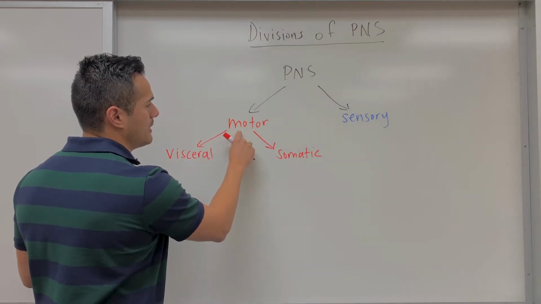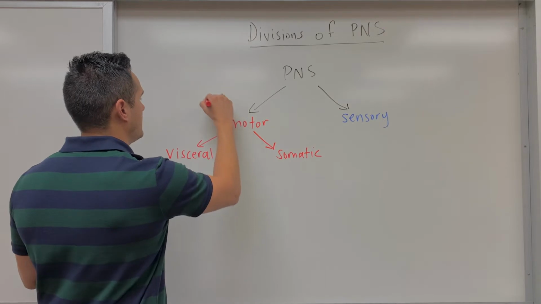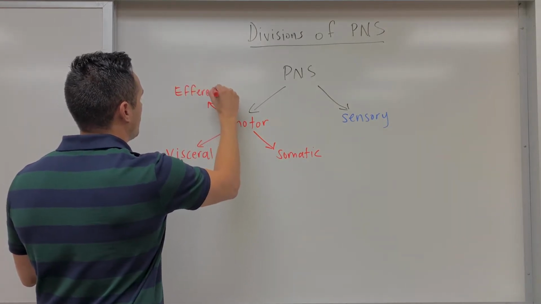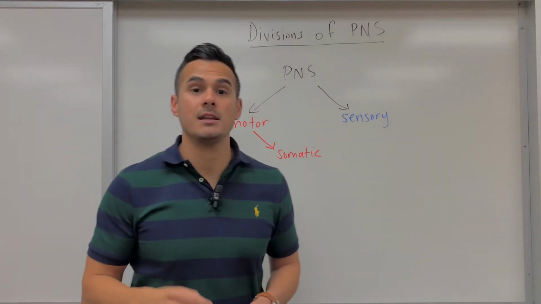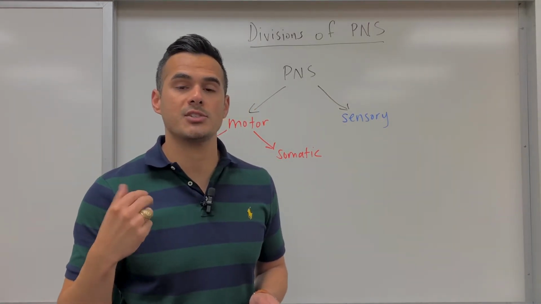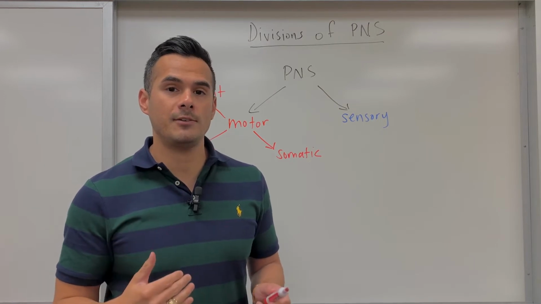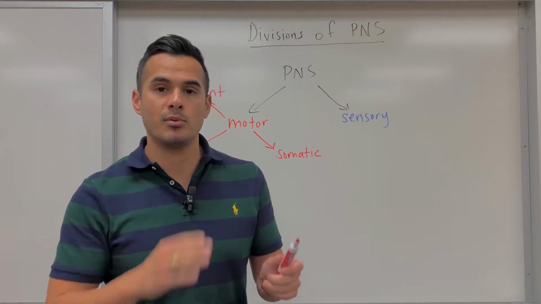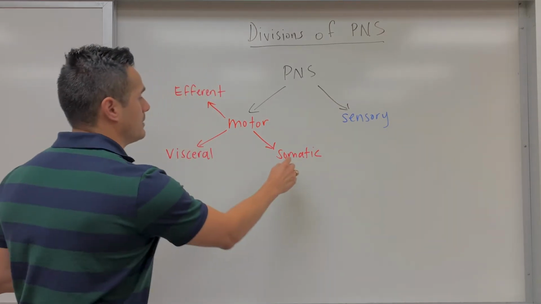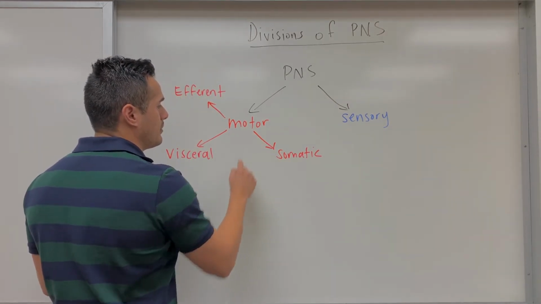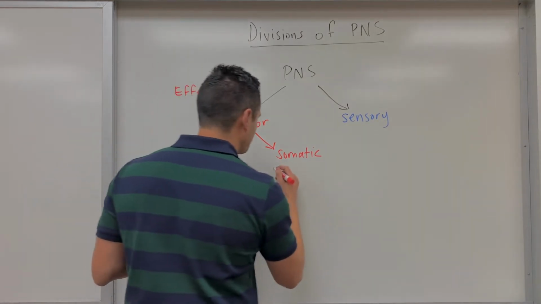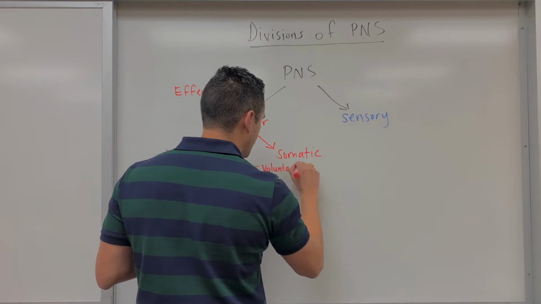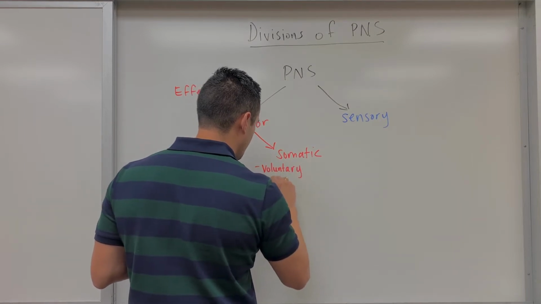So another term that we can use besides motor is efferent. So efferent or motor, what these are saying is the direction in which the neural impulse is traveling. When we say motor or efferent, we're saying that the signal is going from the central nervous system to the peripheral nervous system. So the specific subdivision, the somatic motor, what this refers to is voluntary control of our skeletal muscles.